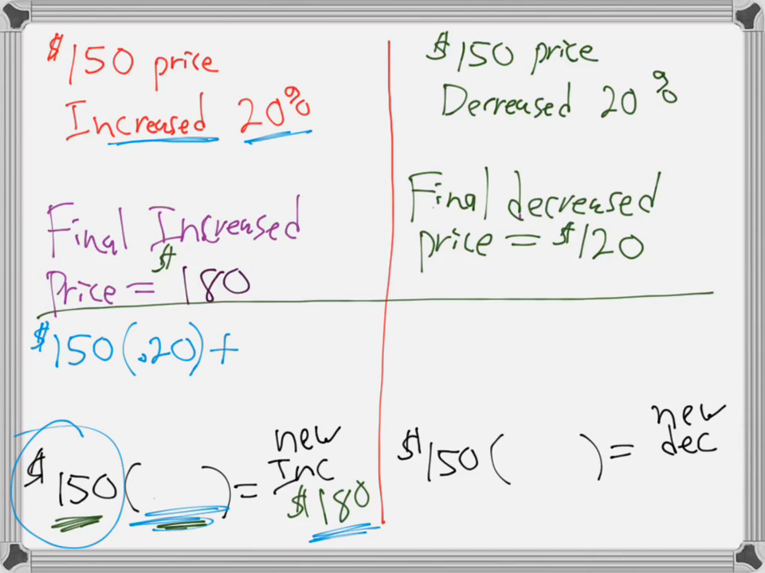You did 150 times 0.2. I know you got an answer of 30, but I'm not interested in writing down answers. I just want the process. I know this is 30, but then what did we do from there? Added 150, huh? Okay, so isn't that exactly what you did? Multiplied by 0.20 and then added 150.